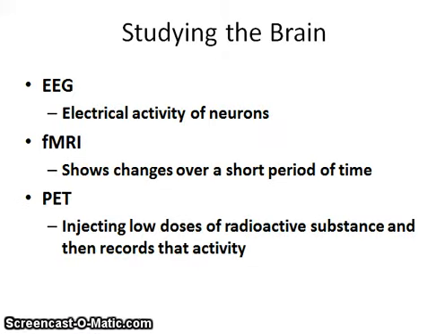We can also study the brain through an EEG, which provides a record of electrical activity of neurons that are found just below the surface of the skull. An fMRI, or functional magnetic resonance, uses the magnetic fields in the same way that an MRI does, but it goes a step further and pieces the pictures together to show how the brain is changing over time. And then a PET scan involves injecting a person with a low dose of radioactive substance and then recording the activity of that substance in the person's brain.